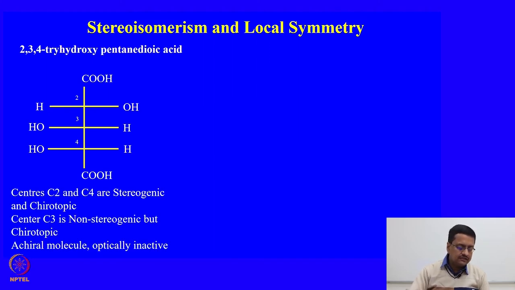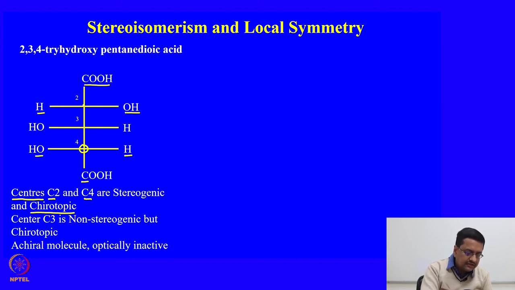What we see here is that the centers C2 and C4 are stereogenic and chirotopic. What do we mean by a stereogenic center? That means at points 2 and 4, we have four different groups associated with them. So, they are stereogenic centers, and also chirotopic centers because they are in a chiral environment.